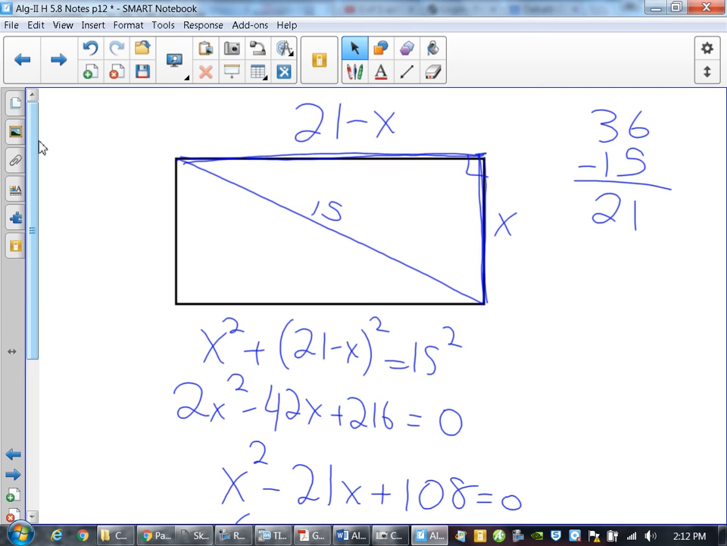what's that side like? 12. And then x is 12, this side is... Those are your answers. Those are your dimensions. 9 by 12. It's a 3, 4, 5 triangle.